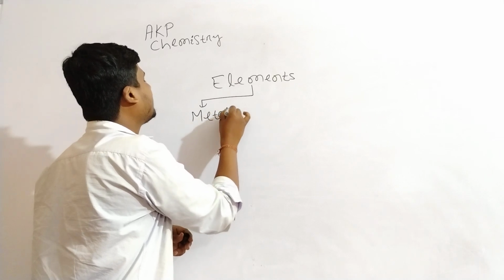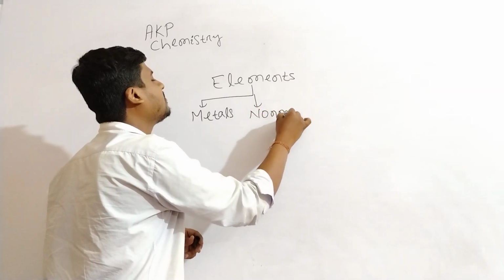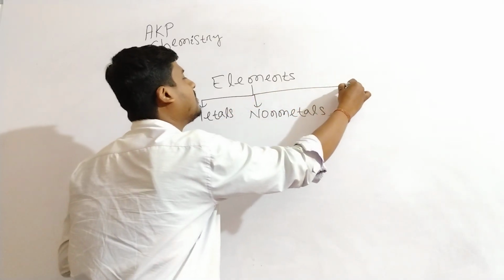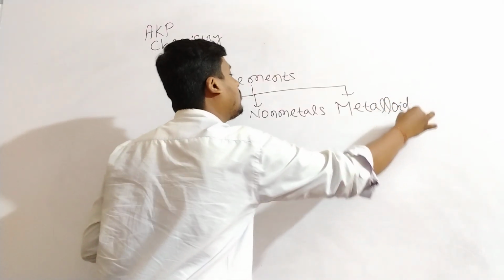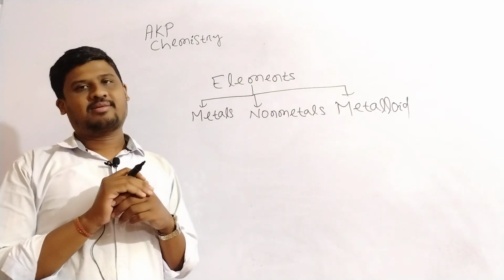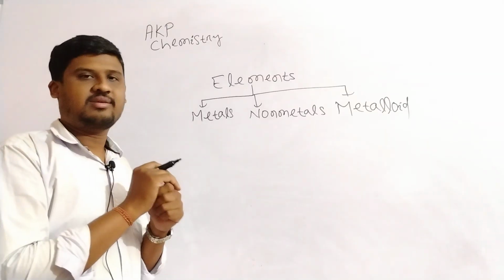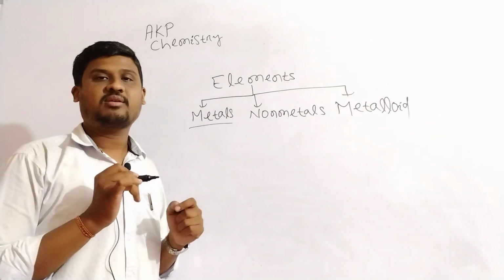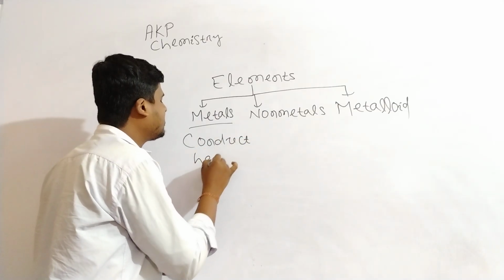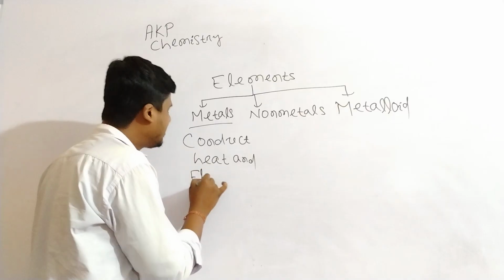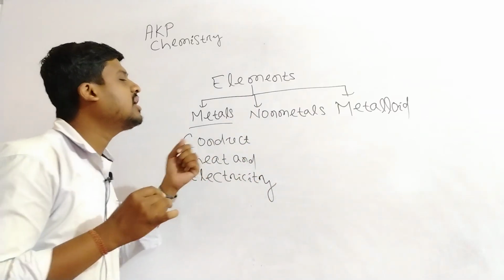One is metals, the second is non-metals, and the next is metalloids. So what is a metal? Metal is a good conductor of heat and electricity. That means it conducts heat and electricity.